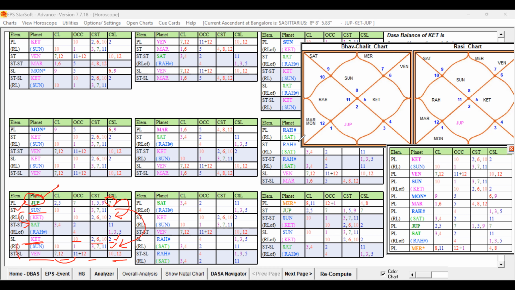So now we have studied the destiny. Now what we have to do is identify the key planets of the destiny, the favorable key planets and the unfavorable key planets of the destiny. We have studied many planets.